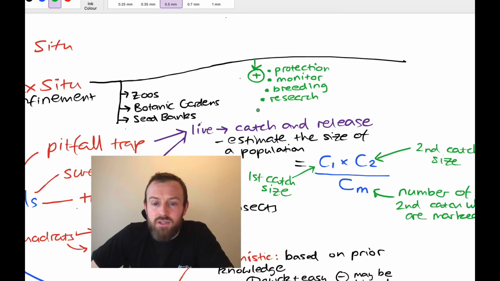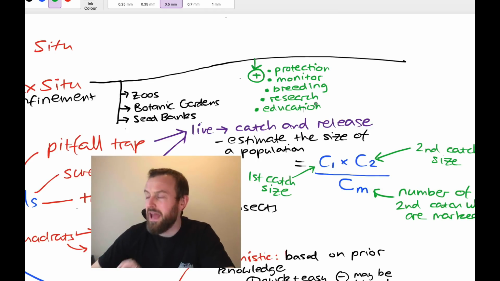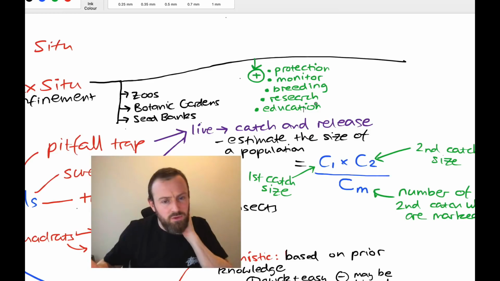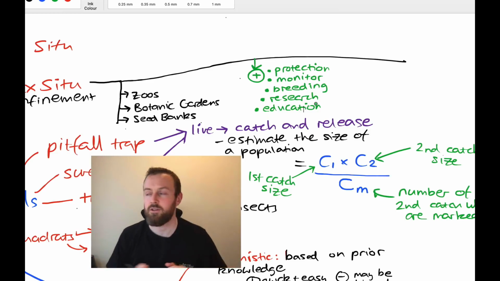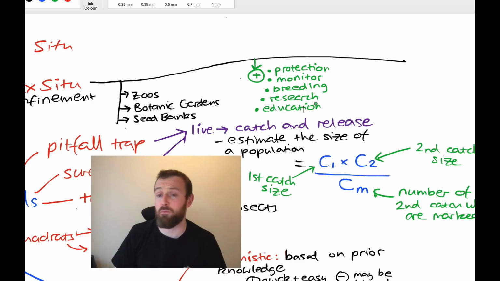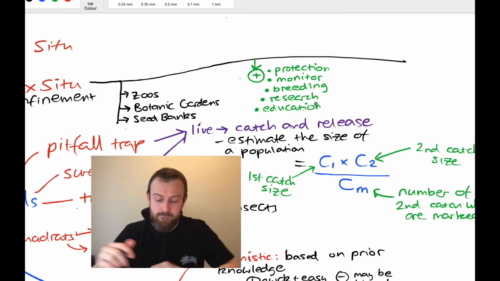And finally, we can use these animals for education. This is not education of the researchers, but public education. So maybe you've been to a zoo in your life, maybe you enjoyed it, maybe that gave you some sort of appreciation for wildlife when you were a young child. I'm not sure, but that's the argument.